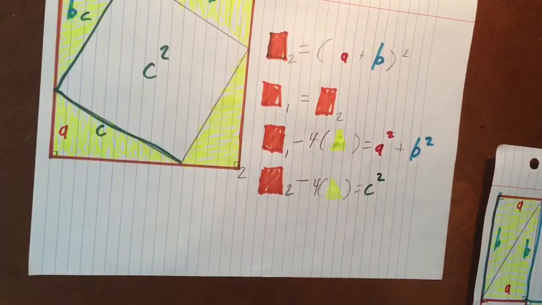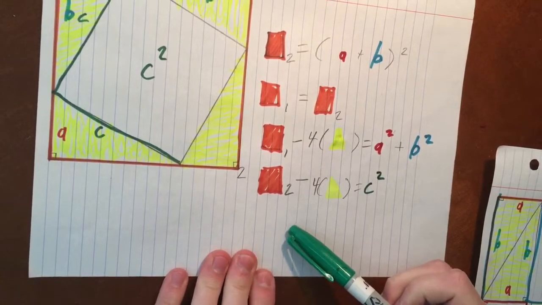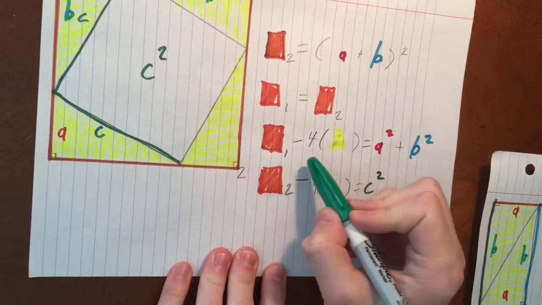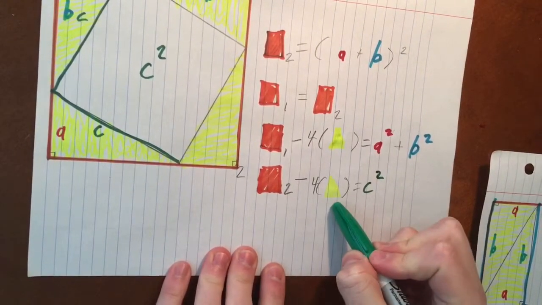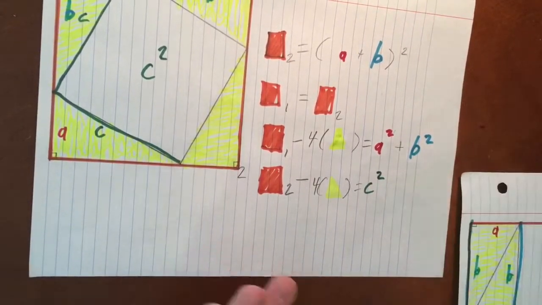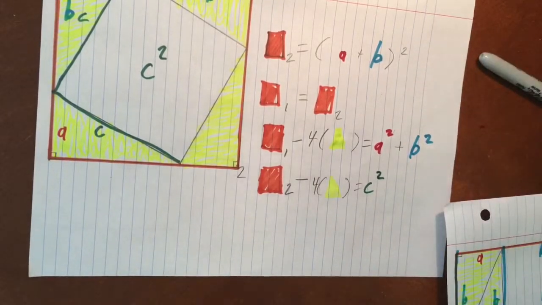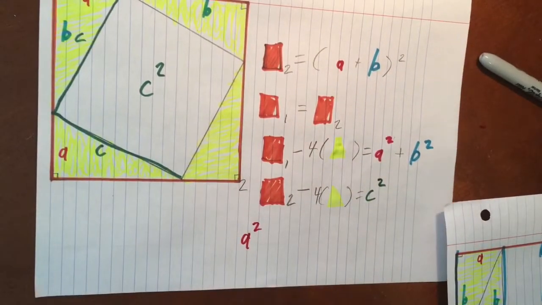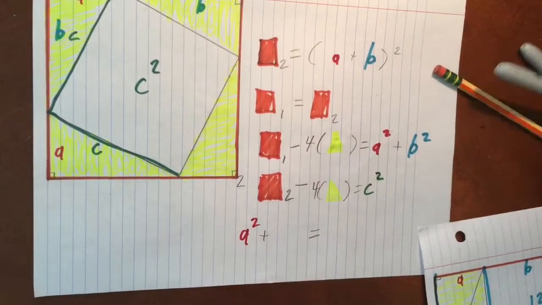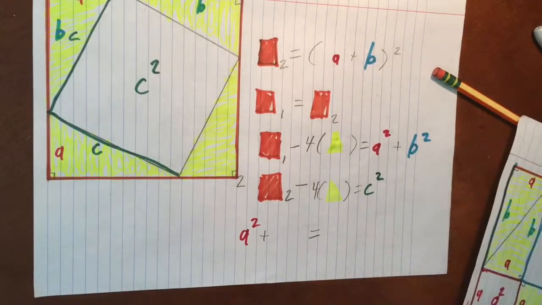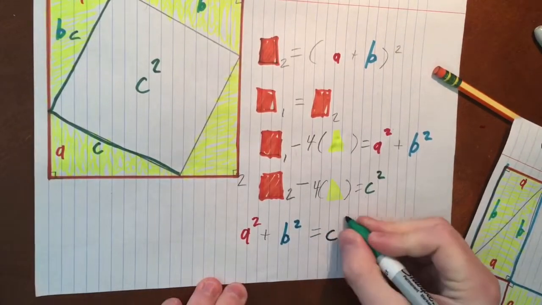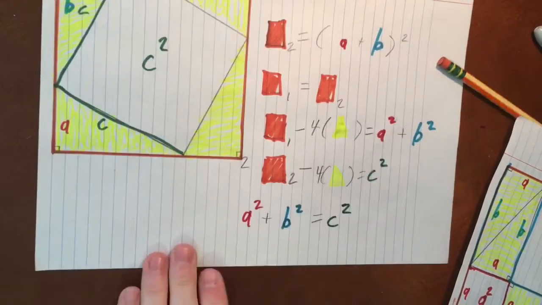Alright, so now what can we do with this? So, if we know that these 2 squares are the same, and we took 4 yellow triangles out of each of them, then we know that these 2 answers must be equal to each other. So therefore, we can say that A squared plus B squared equals C squared. And that is where Pythagoras' theorem comes from.